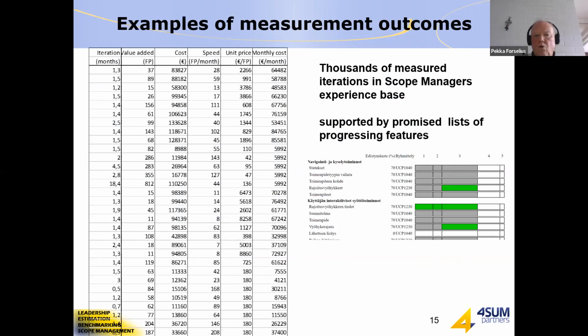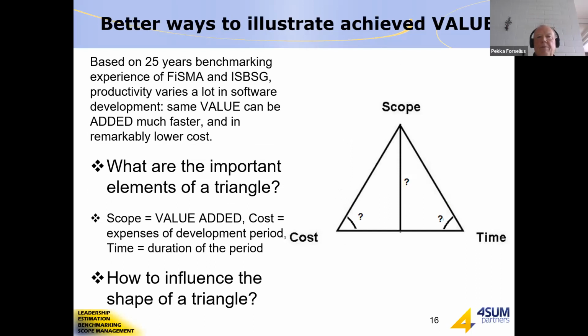They may be shorter or longer, and in this table you can see that all these cases are actually from real life, not only telling the size but also showing that the green parts in the right figure are the new value added. We tell the name of the feature, and for example the first one, green, means that the feature is now ready for testing. There may be better ways to illustrate achieved value.